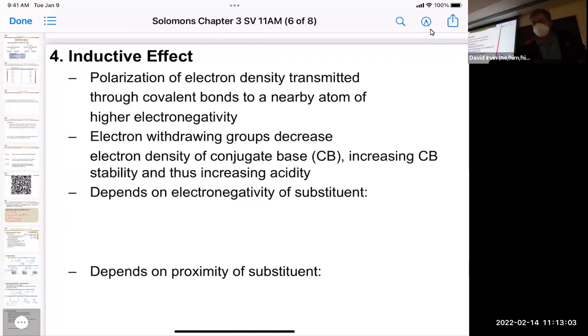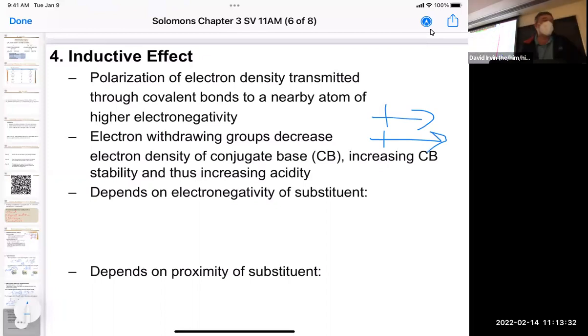So just like before, when we were talking about all of our bonds, if we have a difference in electronegativity between two atoms, that bond's going to be polar, right? And there's going to be a partially positive side of that bond and a partially negative side of that bond. So if you have an electronegative atom, it's going to be pulling electron density through that bond. It's inducing that. So it's an inductive effect. It's not directly bound to an atom. It's going through those bonds.